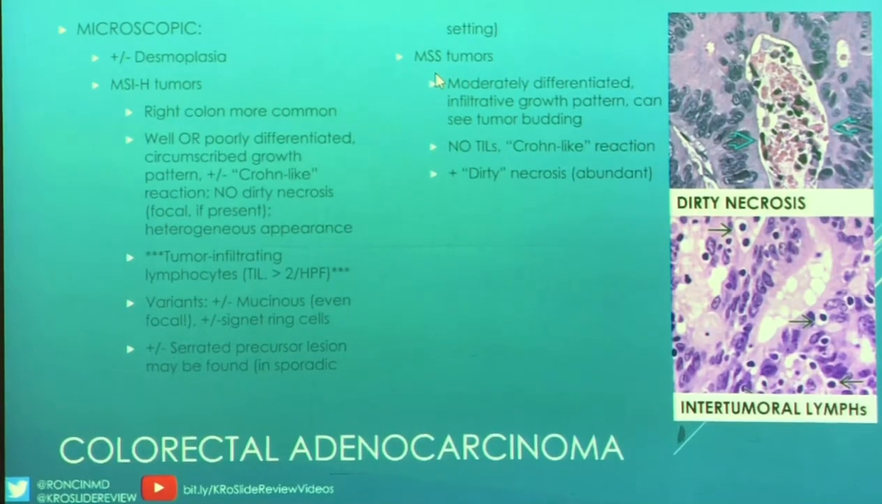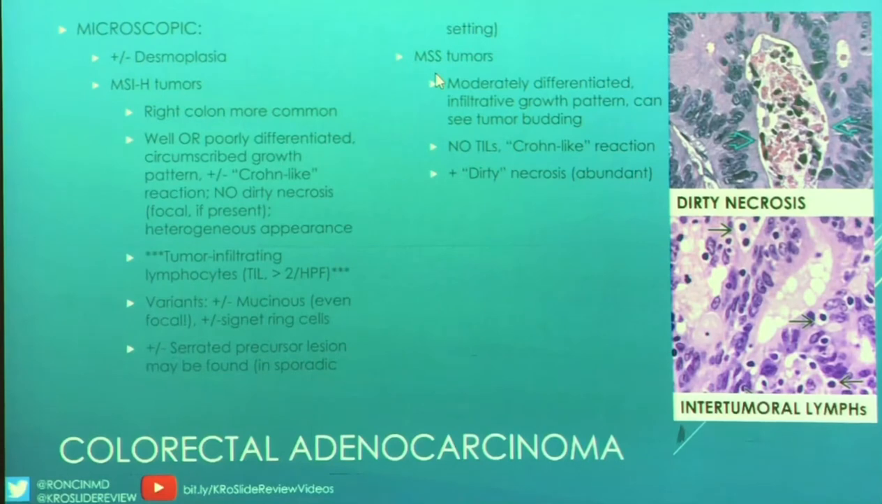You might also find the precursor lesion. So you might find that TVA or TA on your sections beside the invasive carcinoma. So that's far more common in the sporadic setting, but sometimes it's really appealing to see where you have your normal mucosa, and then you have the serrated lesion, the precursor lesion, then you have the invasion. So it's really nice for learning the scope of these lesions as well.